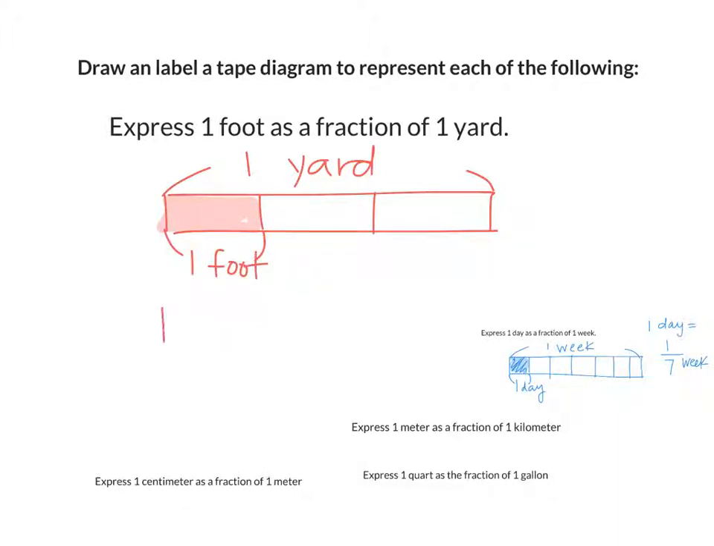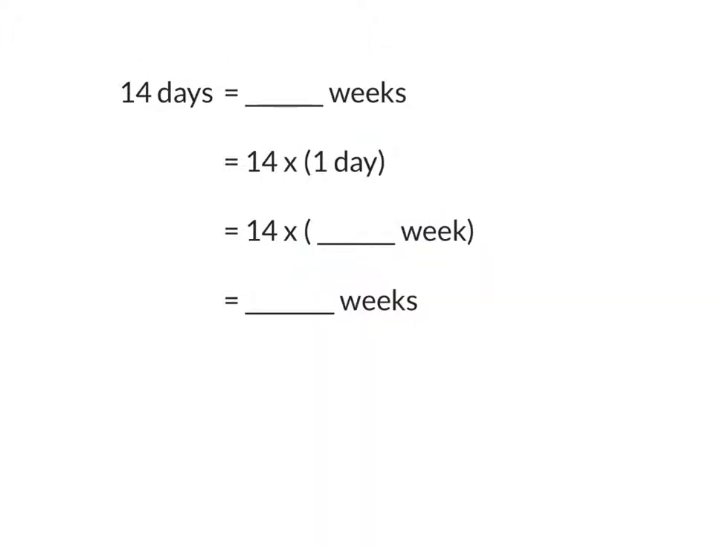So therefore, 1 foot is equal to what fraction of a yard? 1/3. Okay, so write this conversion: 1 foot is equal to 1/3 of a yard. We colored in 1 section out of a total of 1, 2, 3 sections. Today, we're going to use the same exact format to help us convert units. But this time, instead of converting from a bigger unit to a smaller unit, we're going to be converting from a smaller unit to a bigger unit.